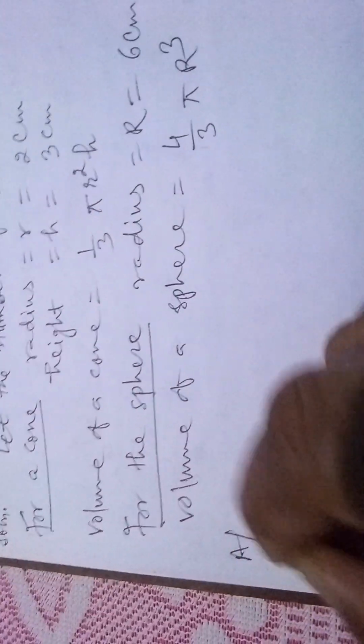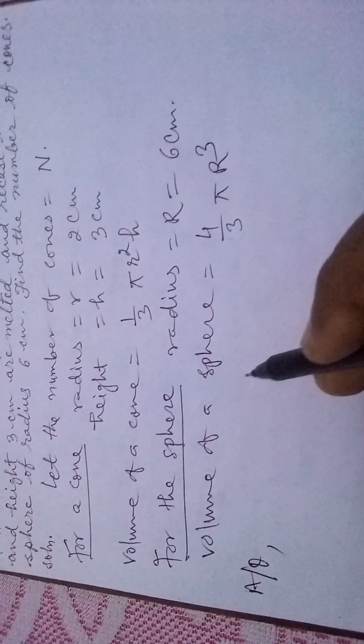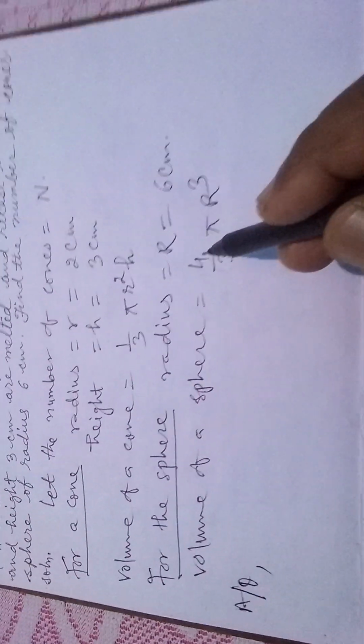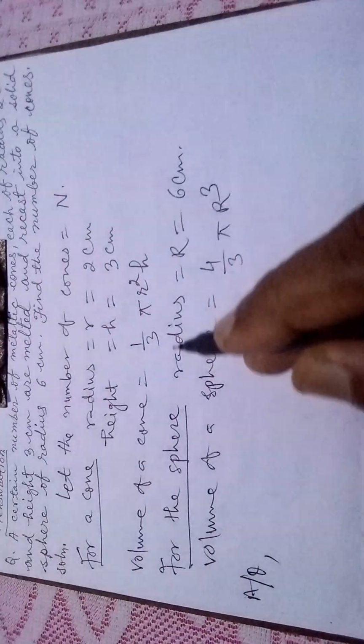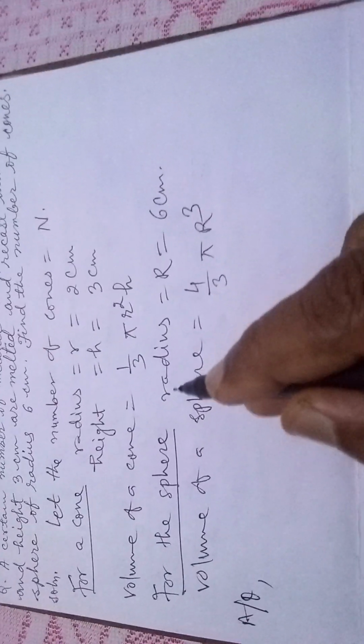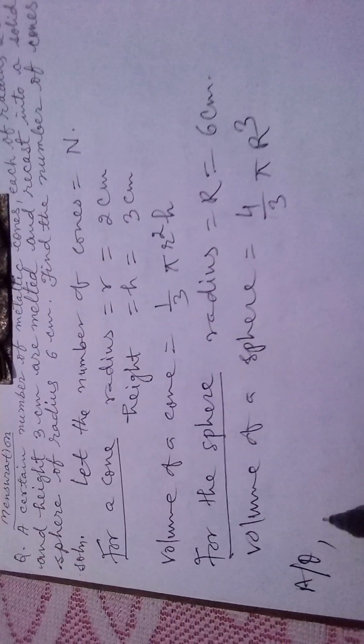Okay, now according to the question, one thing always you keep in mind. Here some metallic cones are there, they are melted and recast into a sphere. So the volume of all those cones will be equal to the volume of the sphere. Like that, if suppose many cubes are there and they are melted and recast into a cuboid, in that case also you will find the volume of all the cubes will be equal to the volume of the resulting cuboid. The same thing here also we will find.